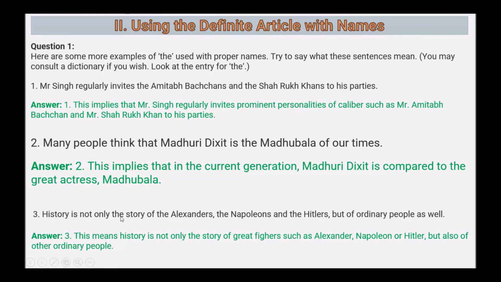History is not only the story of Alexanders, the Napoleons and the Hitlers, but often ordinary people as well. This means history is not only the story of great fighters such as Alexander, Napoleon or Hitler, but also of other ordinary people.